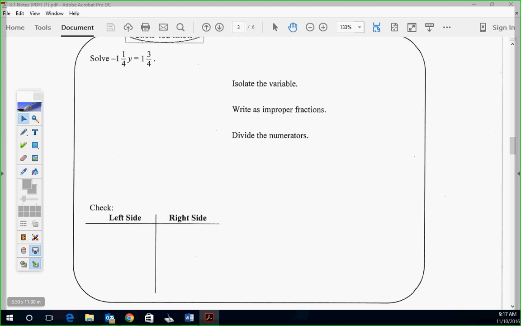So what we're going to do here is 1 times 4 plus 1 is 5. So this should be 5/4 is our first step here. Yep. 1 times 4 is 4 plus 3 is 7/4. So this is what we have. Negative 5/4 y equals 7/4.